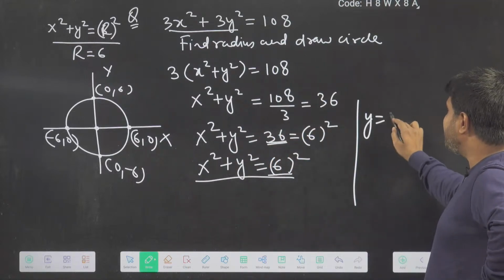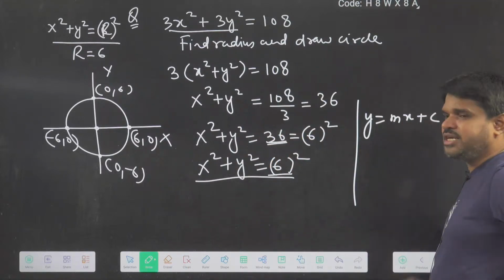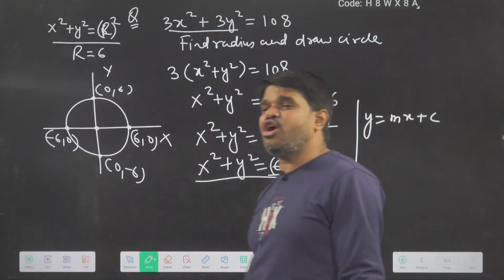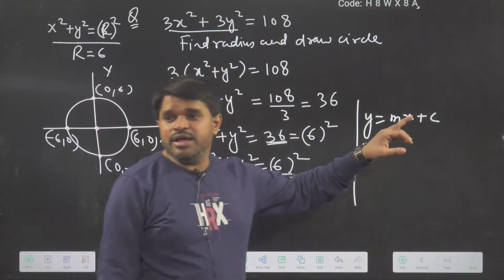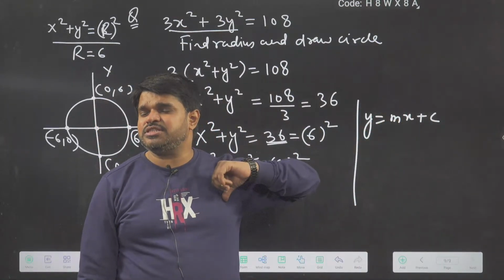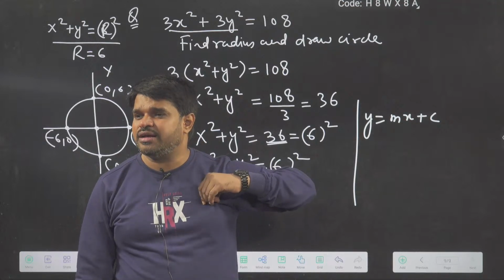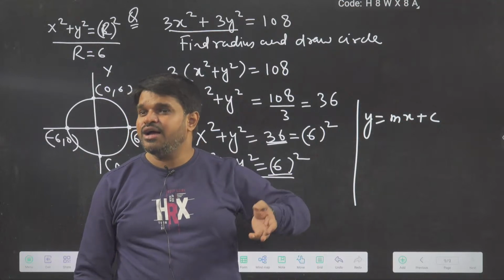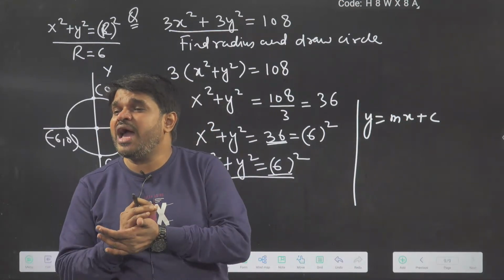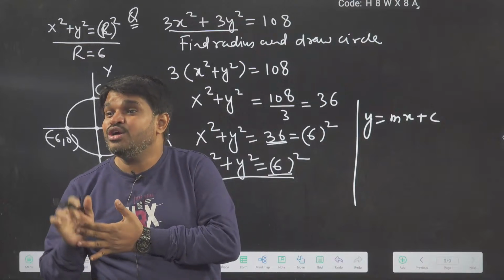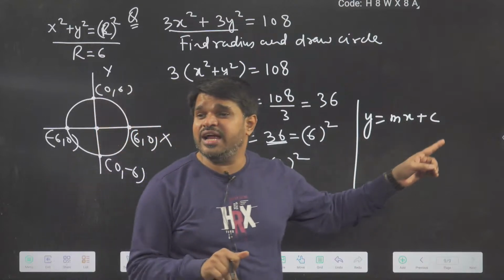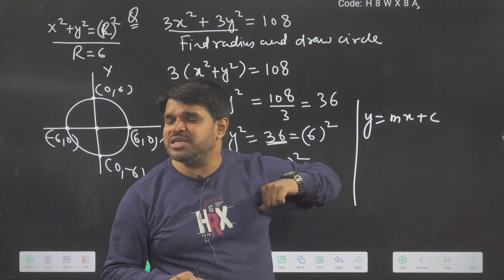If I write y equals mx plus c, is it a circle or a straight line? Straight line, na? So different shapes have different equations. Okay. So what is the equation of a straight line? y equals mx plus c.